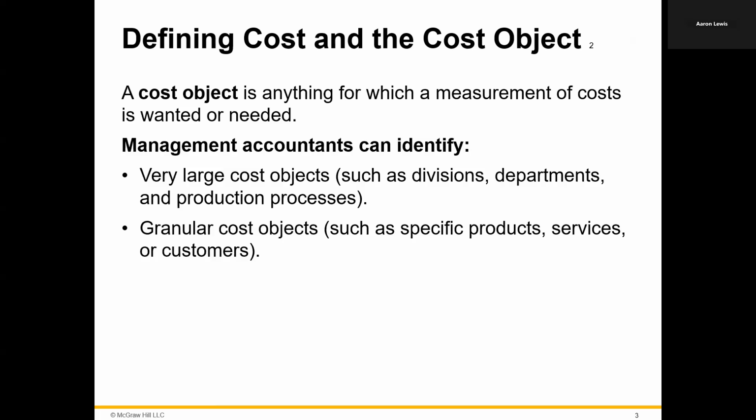So things can be very large in scale as a cost object, but they can be very granular, which basically means detailed as well. And that's where the specific products come in, unique services you provide to people, or even the particular costs that you have to incur to have a customer that you do repeated business with. All of those could be considered cost objects.